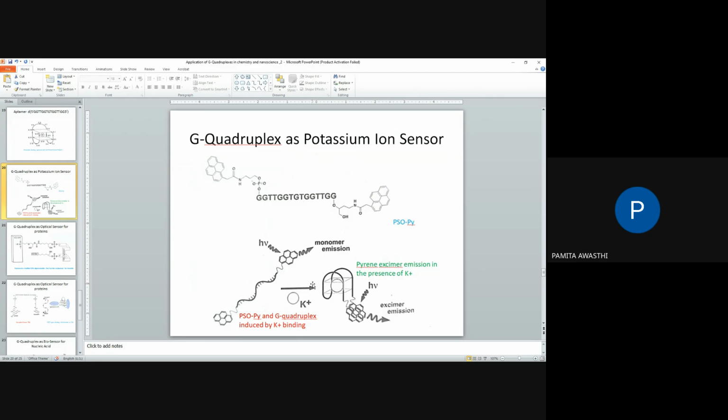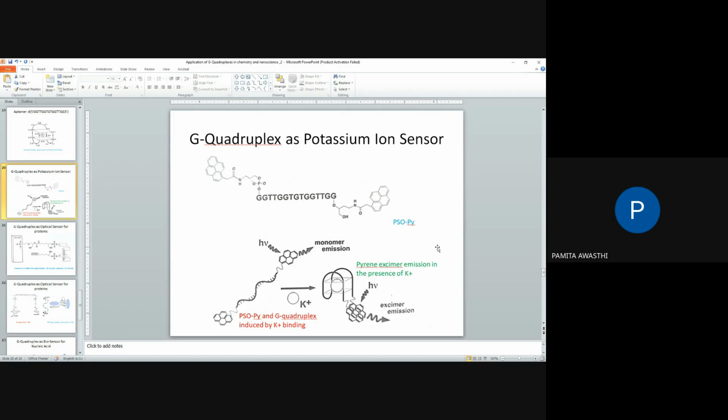So how does it function? This PSOPY uses excimer formation. I think excimer formation was very well discussed by Dr. Eliza, so I will not go into that slide. Maybe on day 2, she explained what an excimer is, how it forms, and what fluorescence technique goes with excimer formation. If you would like to recall it, please go back, because all the lectures are recorded, so you can refer to her lecture.